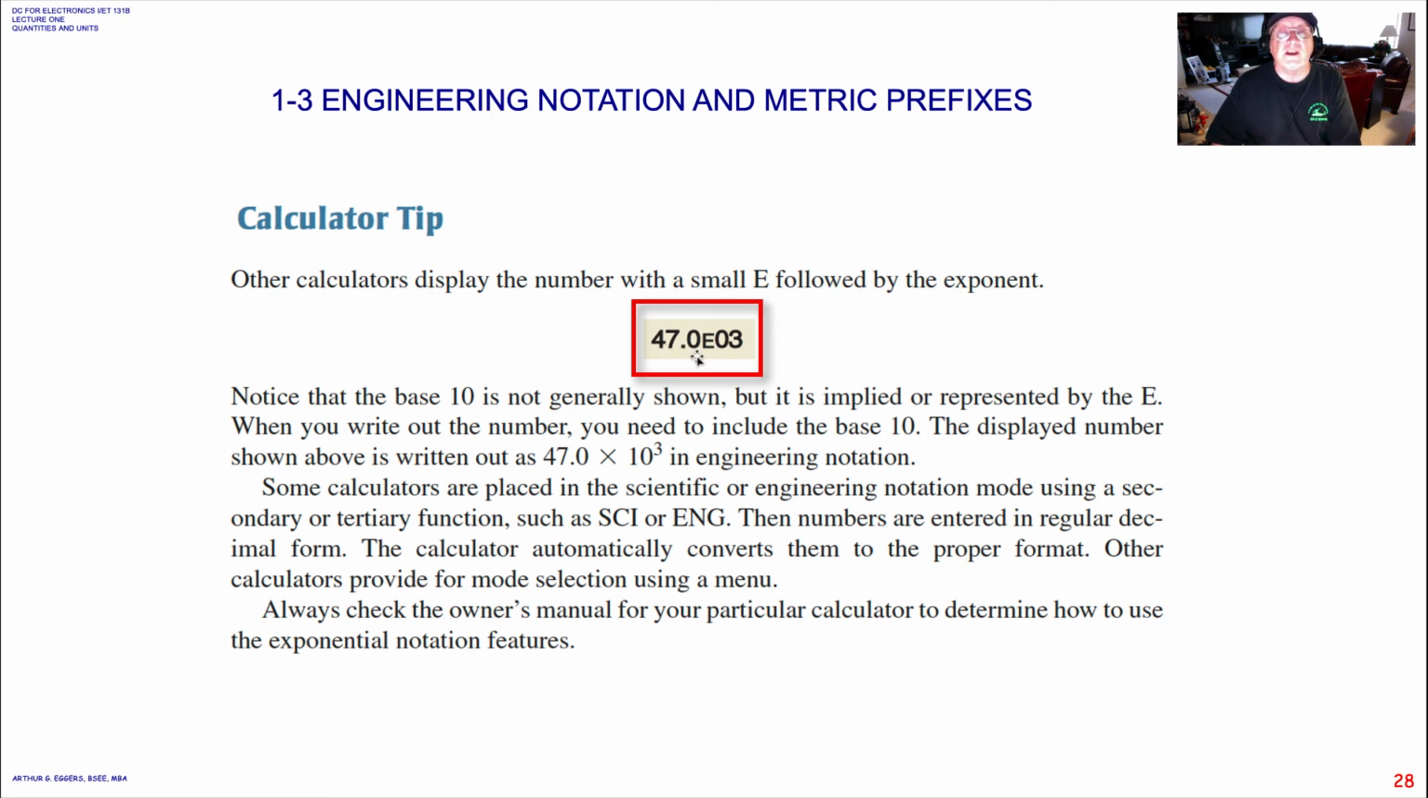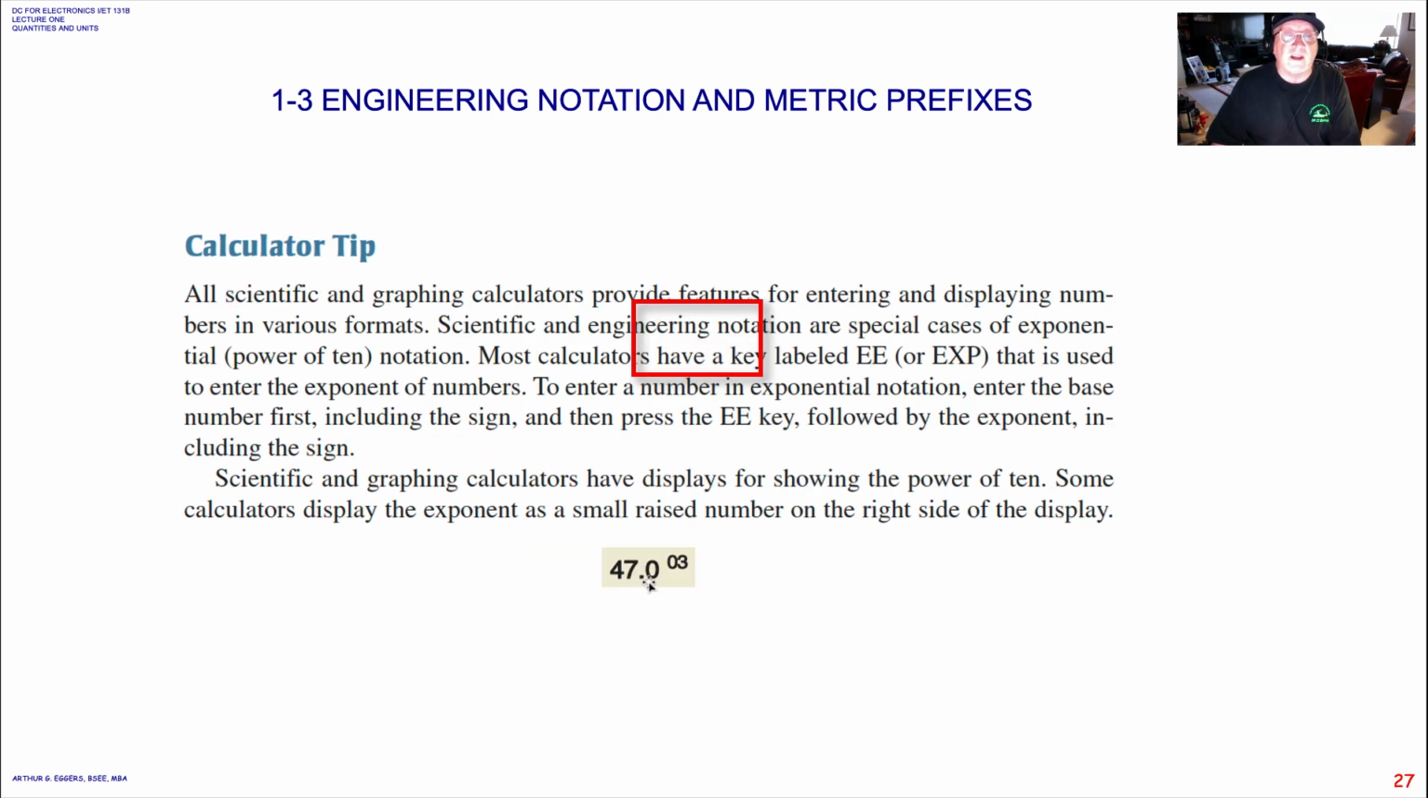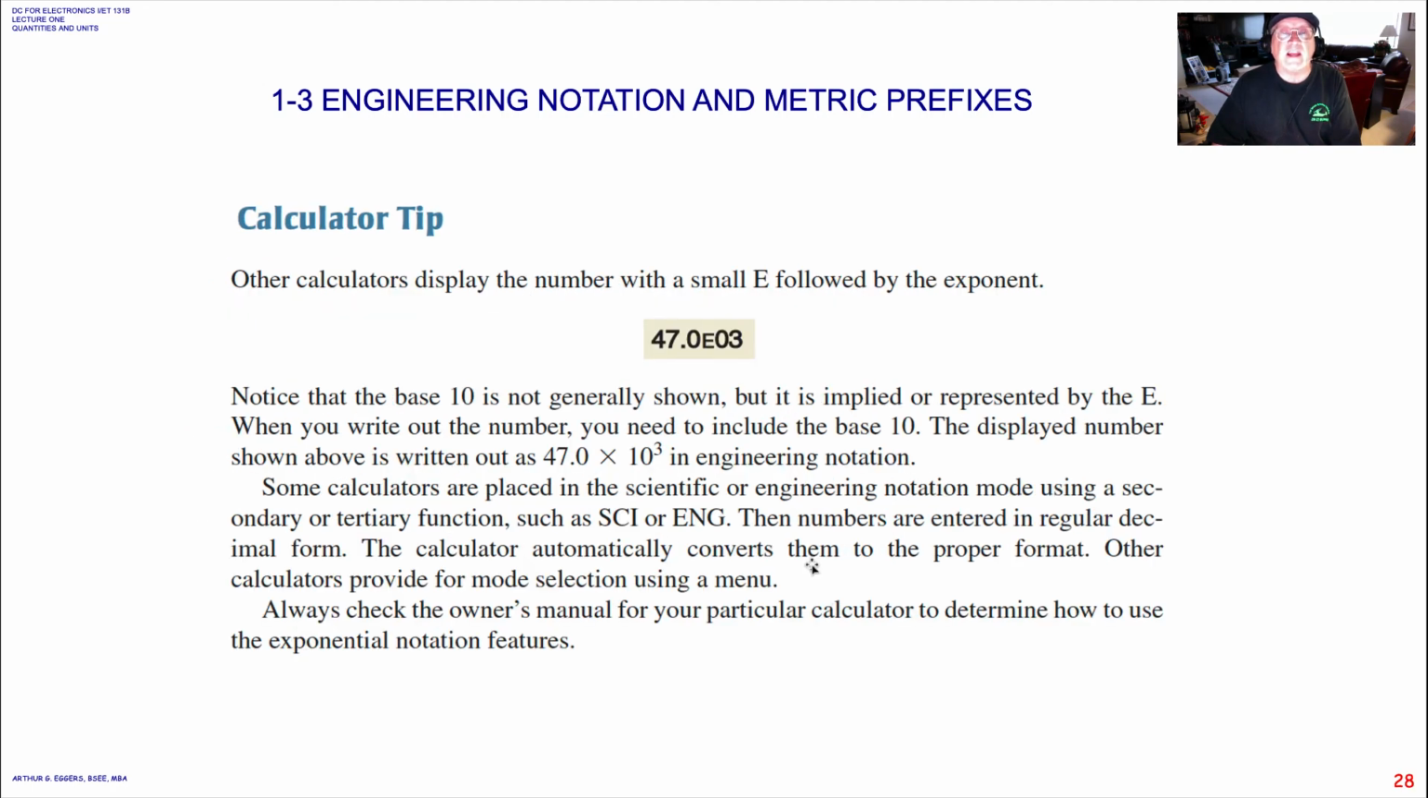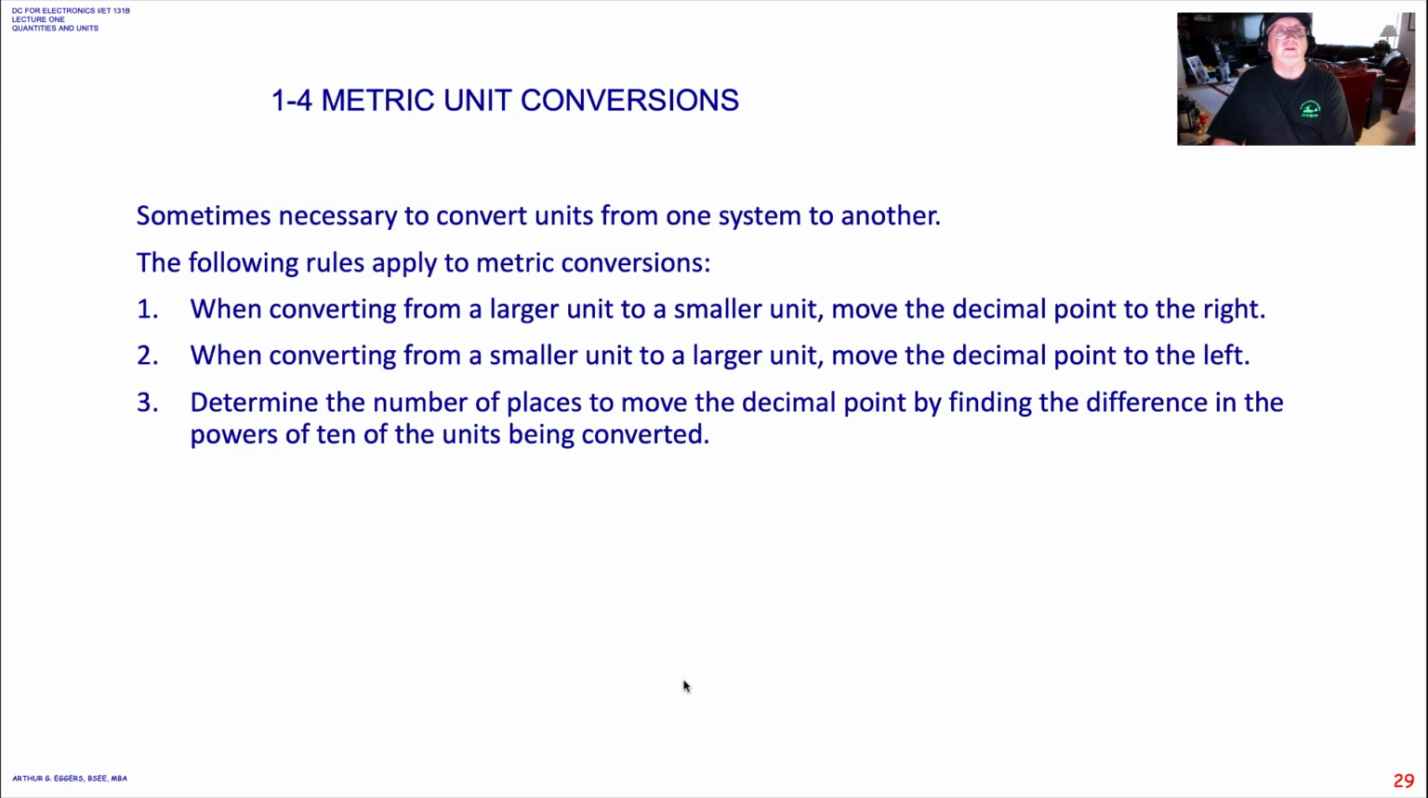Okay, so another calculator displays the number with a small e followed by the exponent. In this case, you see where on this one we had 47.0 and it actually showed what appears to be an exponent. It's telling you the e is the value raised for that exponent. Notice that the base 10 is not generally shown, but it's implied or represented by the e. Okay, so again, this text tells you to check your owner's manual.